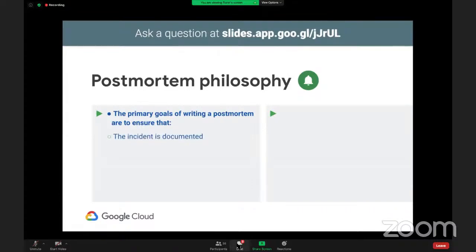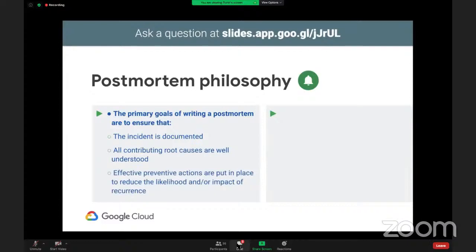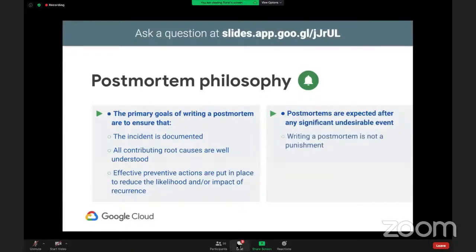The primary goal of a postmortem is to ensure that the incident is documented, the root causes are understood, and that you plan and execute the work to improve the reliability of the service. That is, you need to figure out not only how to avoid the same failure, but also how to address the entire class of failures the outage represents.